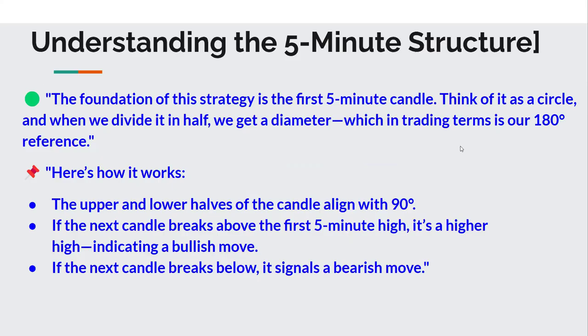Understanding the 5-minute structure: the foundation of this strategy is the first 5-minute candle. Think of it as a circle. When we divide it in half, we get a diameter, which in trading terms is our 180-degree reference. Here is how it works. The upper and lower halves of the candle align with 90 degrees. If the next candle breaks above the first 5-minute high, it is a higher high, indicating a bullish move. If the next candle breaks below, it signals a bearish move.